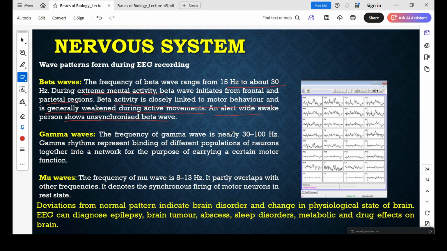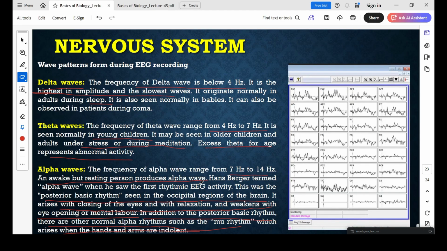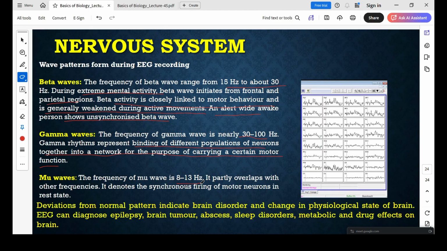Gamma waves are from 30 to 100 hertz. They represent binding of different populations of neurons together into a network for the purpose of carrying out a certain motor function. Mu waves have a frequency of 8 to 13 hertz, and they are a part of alpha waves. It denotes synchronous firing of motor neurons in a resting state.